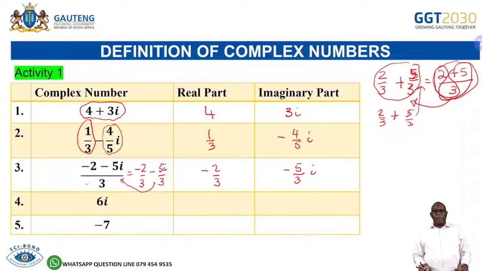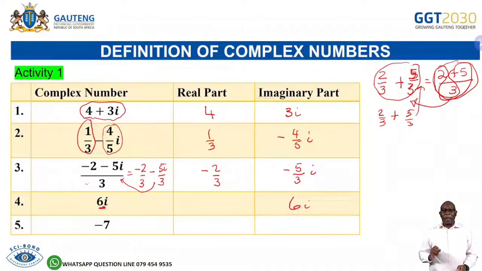Okay, right. Now, the next one, 6i. I can see you're a bit confused now. How can I make 6i? There's no real part here. Don't split the 6 and the i and say the 6 becomes the real part and the imaginary part will be i. No, we can't do that. So this is the imaginary part.